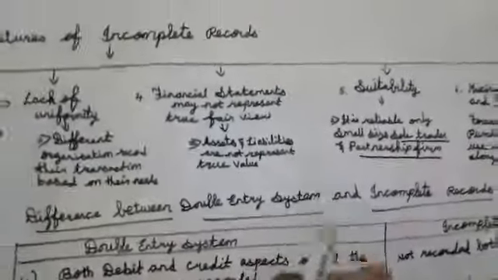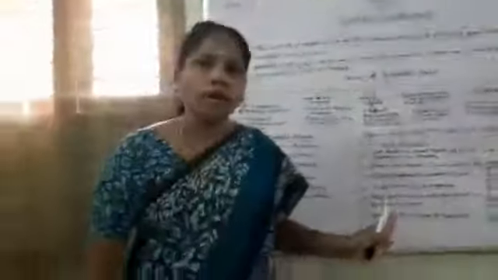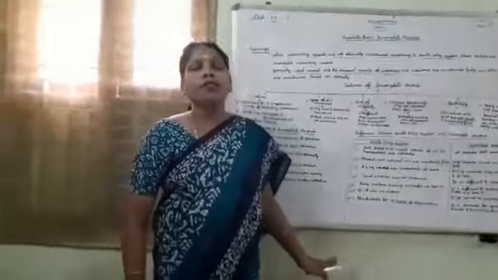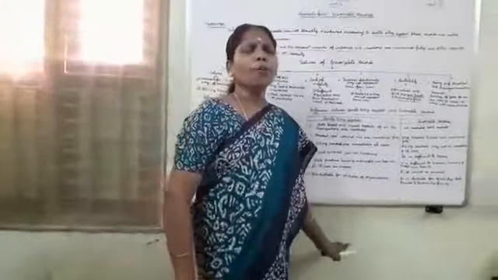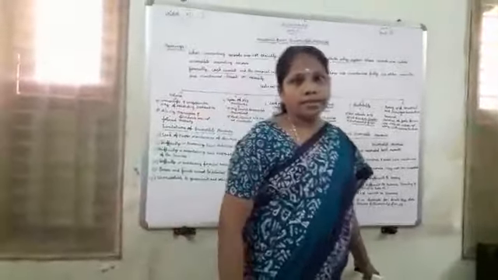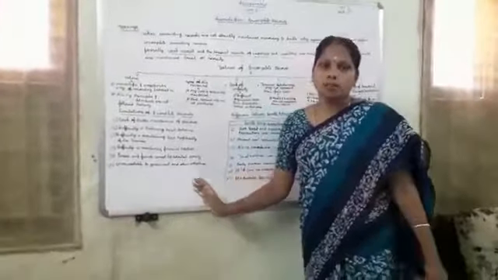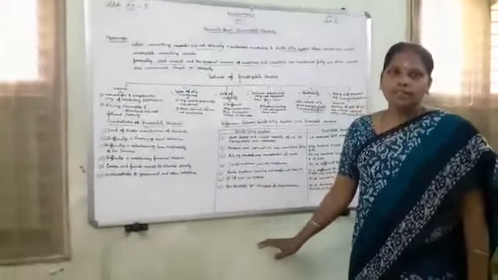Now I have completed the meaning of accounts from incomplete records, features of incomplete records, limitations, and the difference between the double entry system and incomplete records. Only the theoretical part alone I completed today. Tomorrow we will see the format and then sums. I hope you understand this topic. Next video we will see the format.